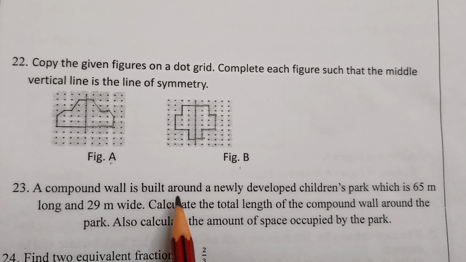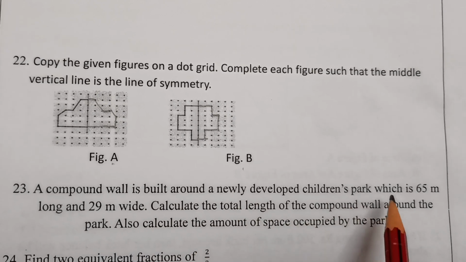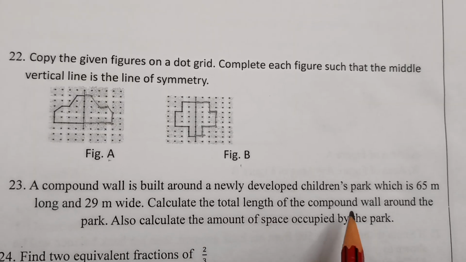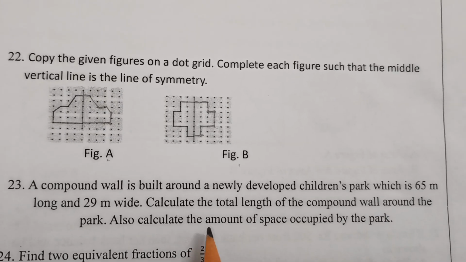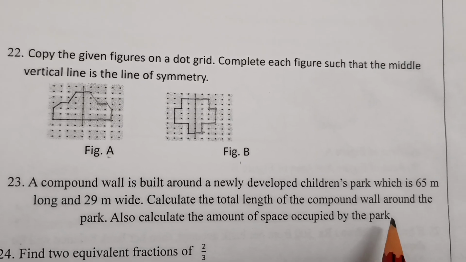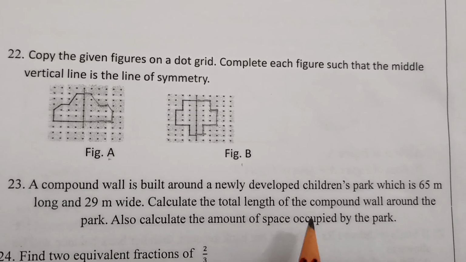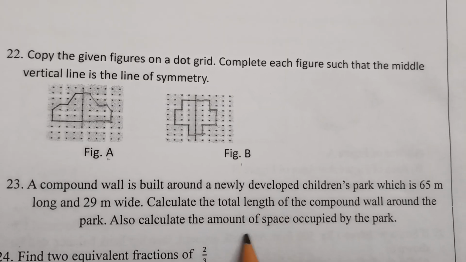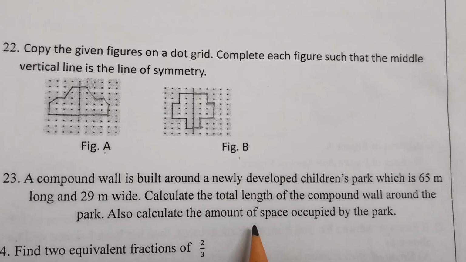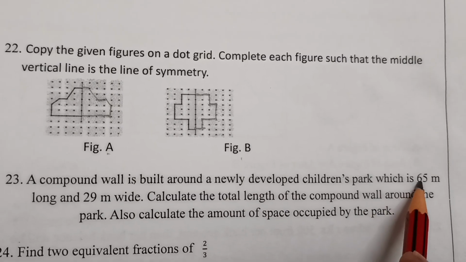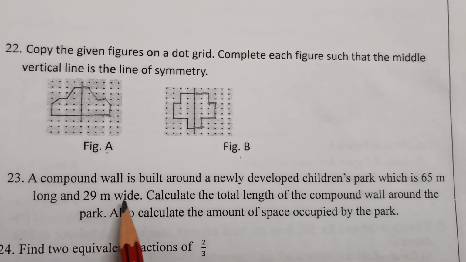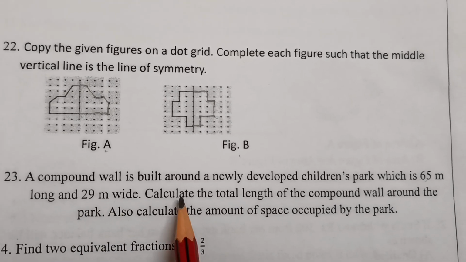Question number 23. A compound wall is built around a newly developed children's park which is 65 meter long and 29 meter wide. Calculate the total length of the compound wall around the park. Also calculate the amount of space occupied by the park. Students, first understand the meaning of the word problem. Compound wall is built for the children's park. That means you have to find out the perimeter of the rectangle, because the length of the park is 65 and breadth is 29. So the figure will be the rectangle.